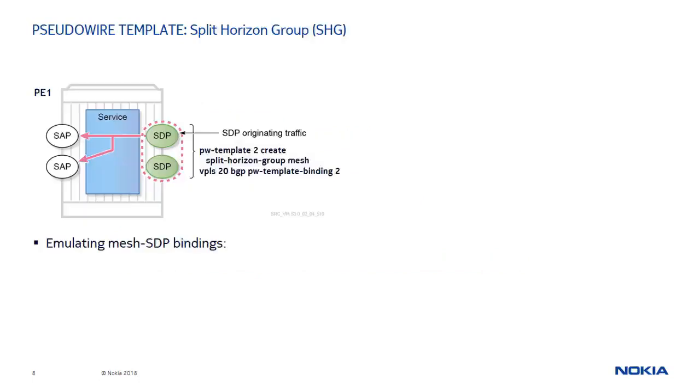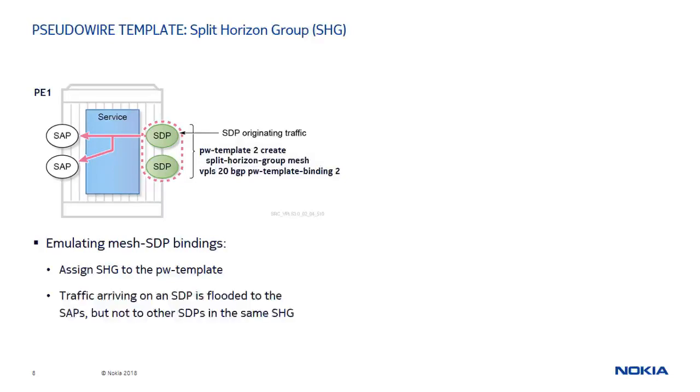As mentioned in the previous slide, Pseudowire template binding can emulate mesh SDP behavior by assigning all SDPs to the same split horizon group, or SHG. In such cases, broadcast, unicast, and multicast traffic arriving on an SDP is flooded to the SAPs but not to other SDPs belonging to the same SHG.